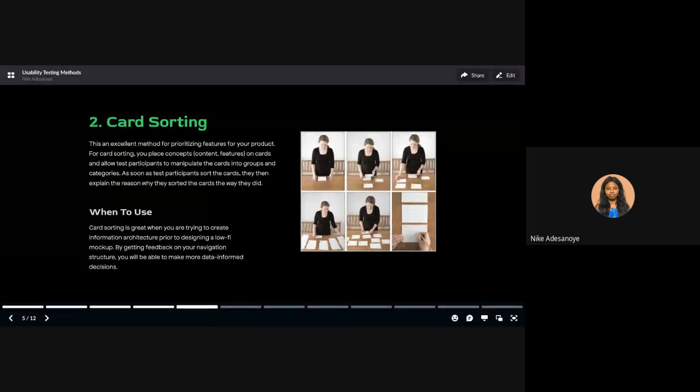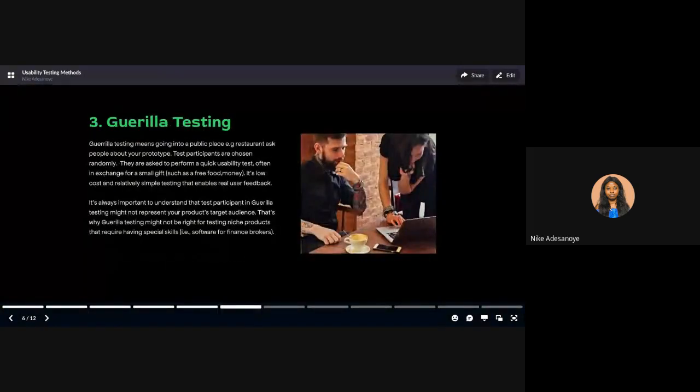So it is when you are still creating your information architecture, when you are trying to create your wireframe, that is when you have card sorting done. At this point, you and the users are able to understand how they would navigate while using the product when coming on your platform. Let me just put it that way.